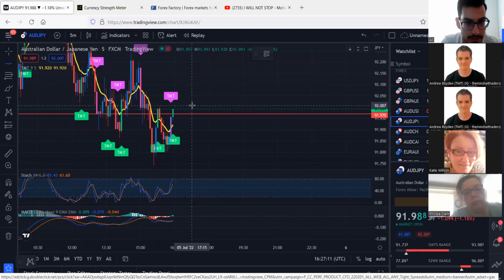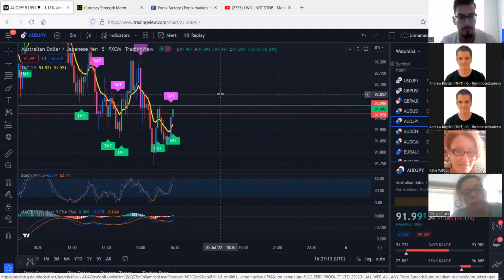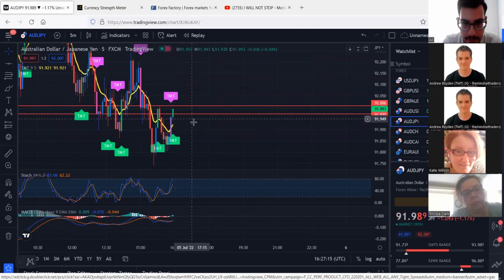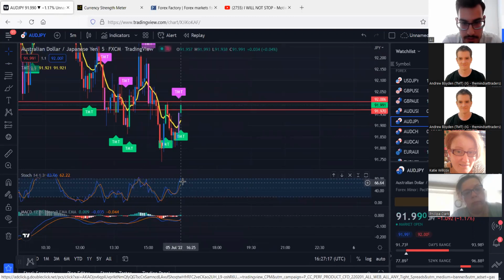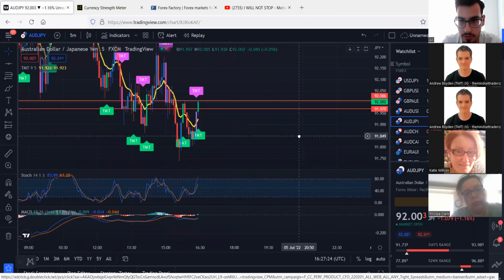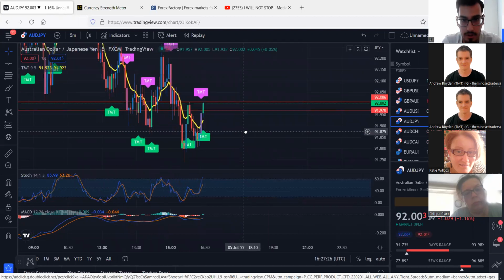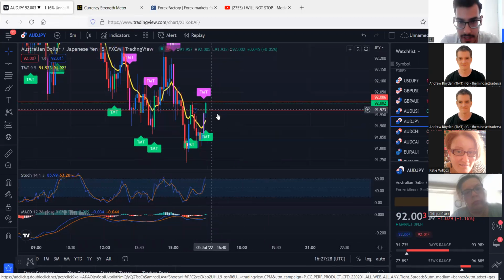Technically, this is my area here. So it's already in the area. The stochastic is almost there. The MACD, not really, but it's looking like a strong area. So potentially it could bounce back from there.